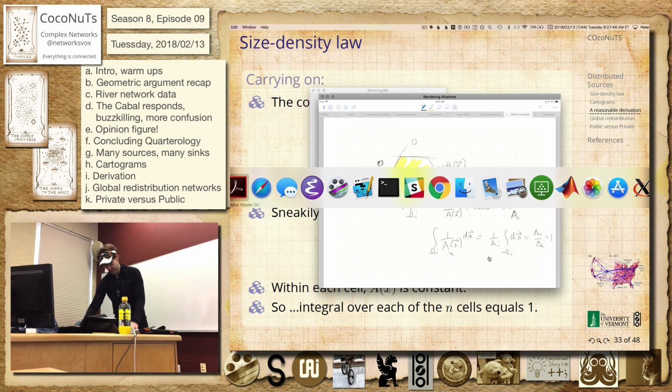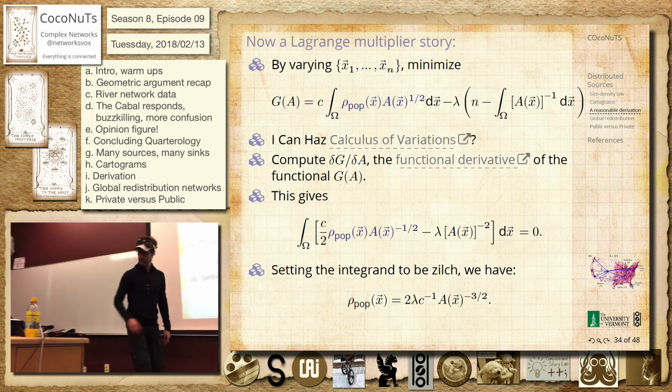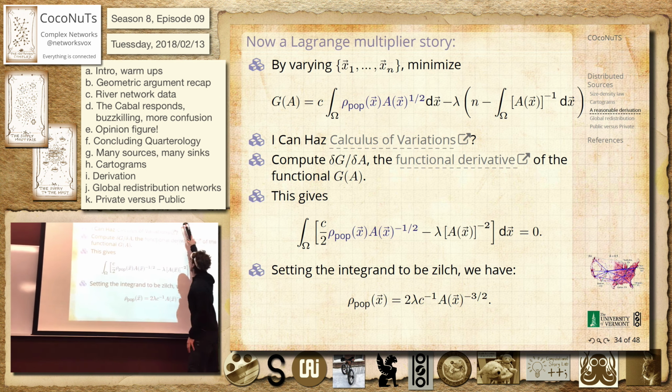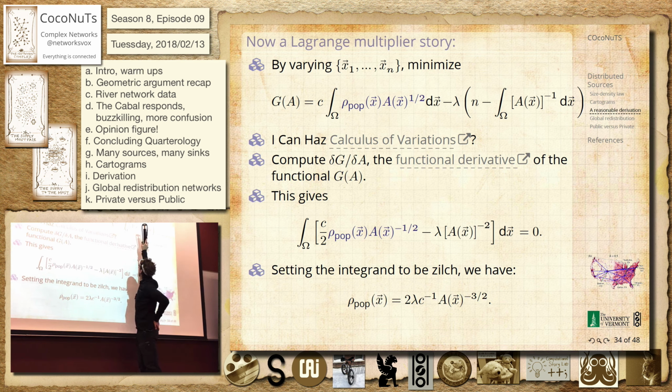So why are we doing that? It means that now we can write this down. That's the thing we're trying to minimize. This is a Lagrange multiplier type situation, and this is our constraint. We put lambda times the constraint, which we'll write as something equals 0. So the integral over this inverse area thing has to equal this n.